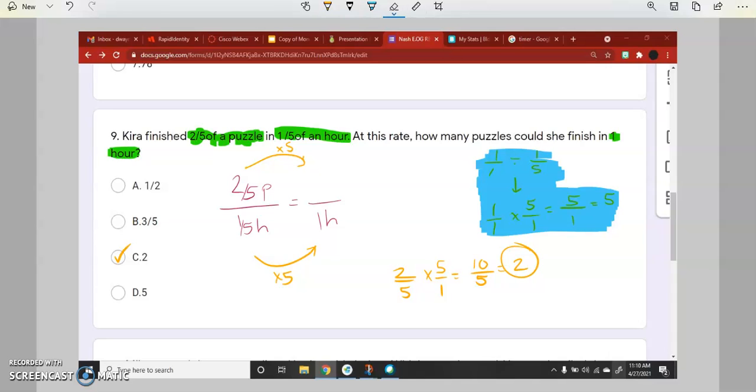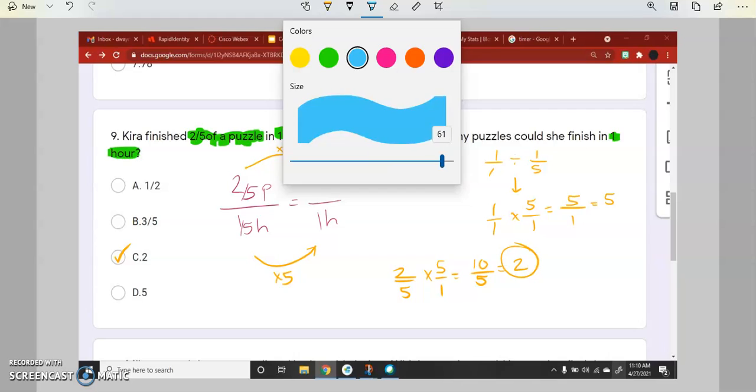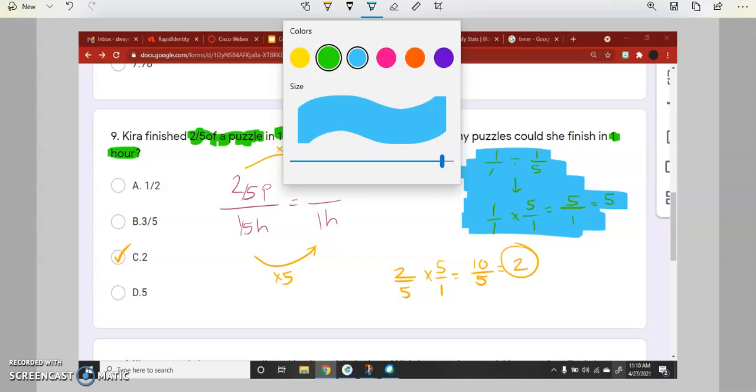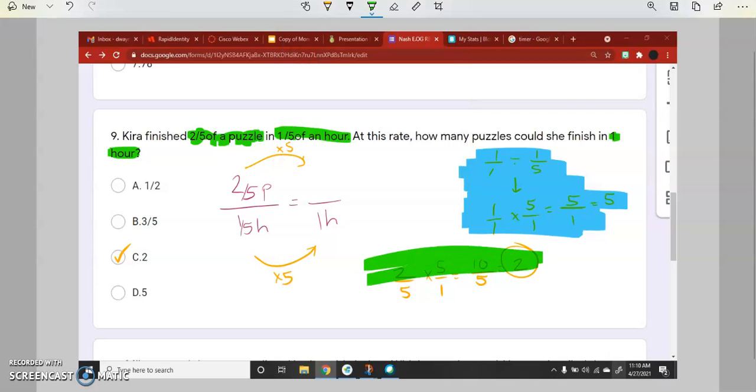Okay. Just to recap, we did 2 steps. The first step was to divide my fraction, 1 divided by 1/5. And the second step was to multiply it out. So it looks like a lot only because it's fractions, but really it's just 2 steps.